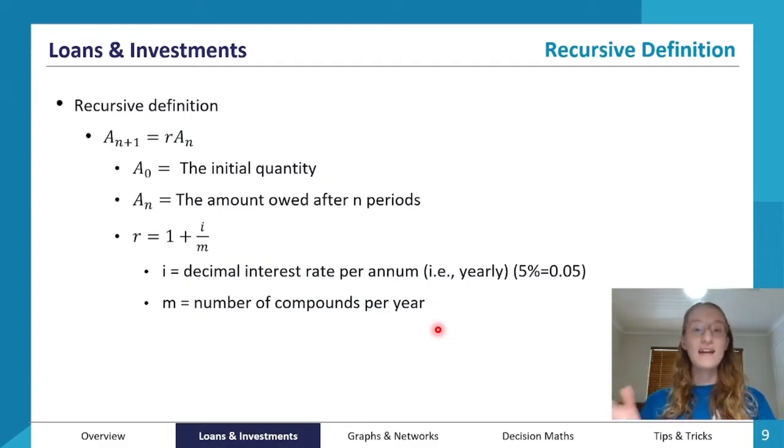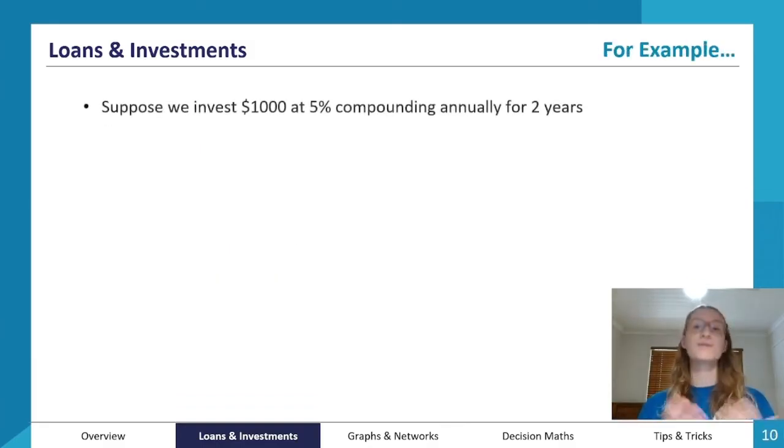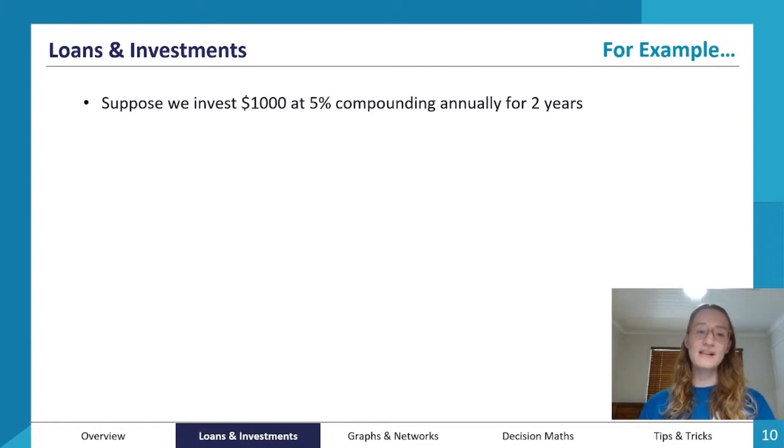And if it's compounding annually, then there's 1 compound per year. If it's compounding monthly, then we have 12 compounds per year. If it's compounding weekly, we have 52 compounds per year. So those are the different ways that we define the variables. So let's do an example to hopefully make that a bit clearer.